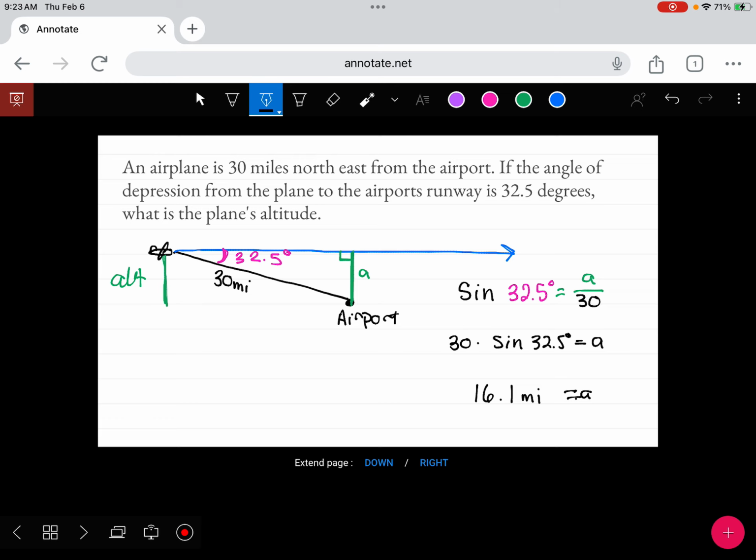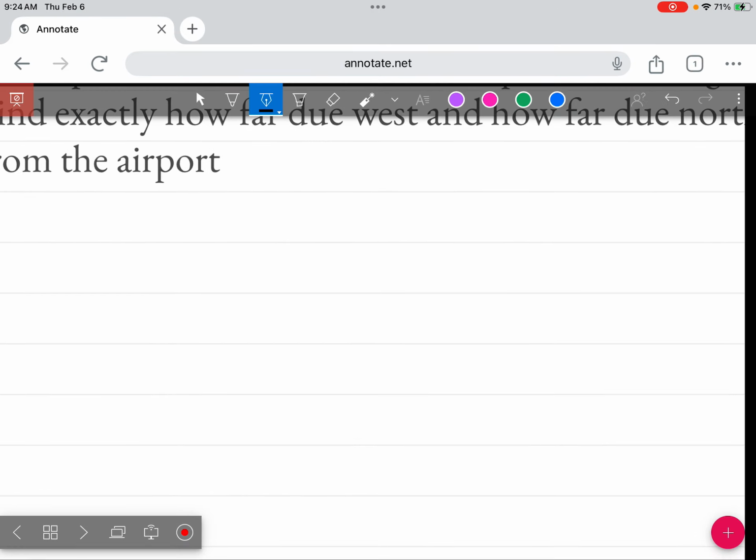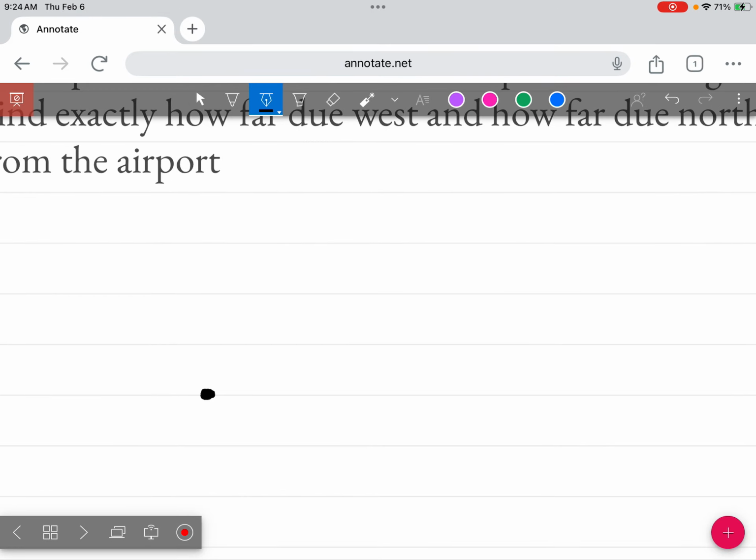Okay, let's look at our next one. We've got an airplane that is 15 miles from the airport. This time we do have a bearing. At bearing north 62 west. So that is saying from the airport, they took this bearing. So my airport's in the middle. So we're going to look at our airport. Whichever airport that is. We don't know which one it is.